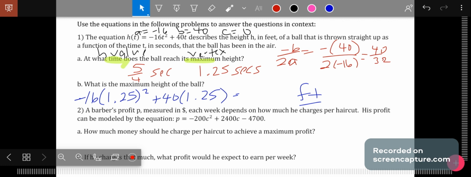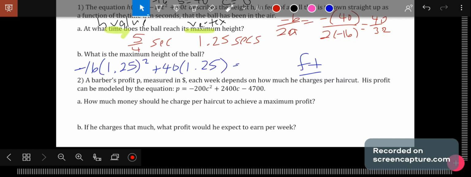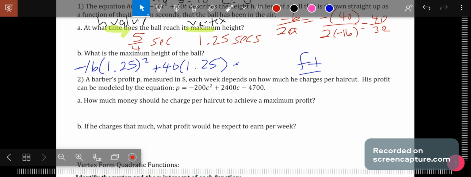Then we have a barber's profit that's measured in money each week, and it depends on how much he charges per haircut. His profit can be modeled by this equation. How much should he charge per haircut to achieve a maximum profit? So what this means is we see the word maximum. We're looking for the vertex. How much should he charge? Well, how much he charges is the x value of our vertex.